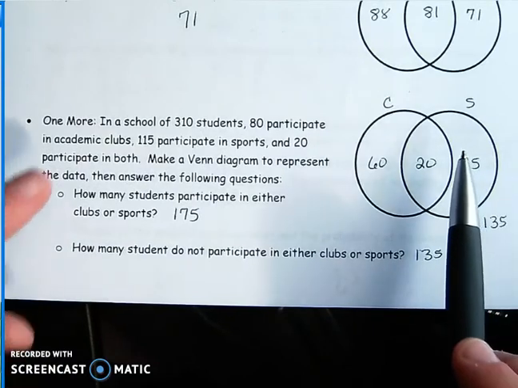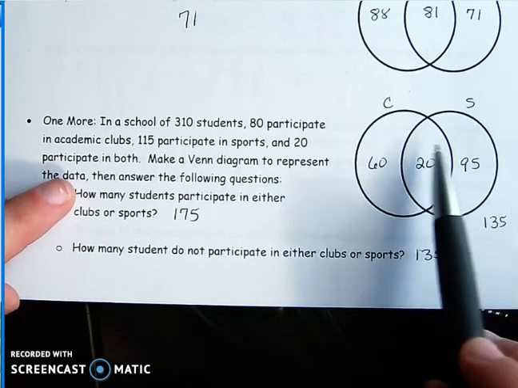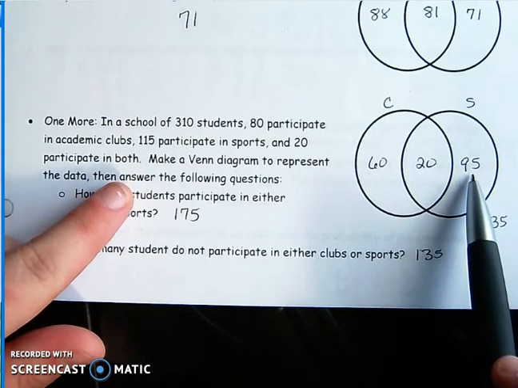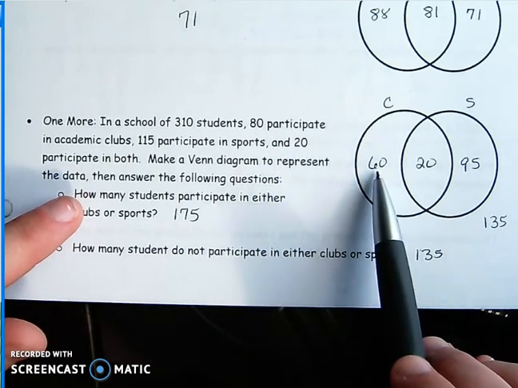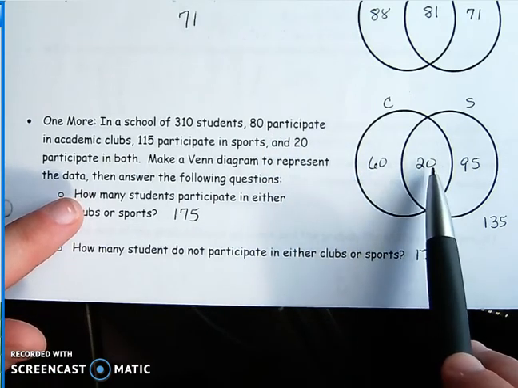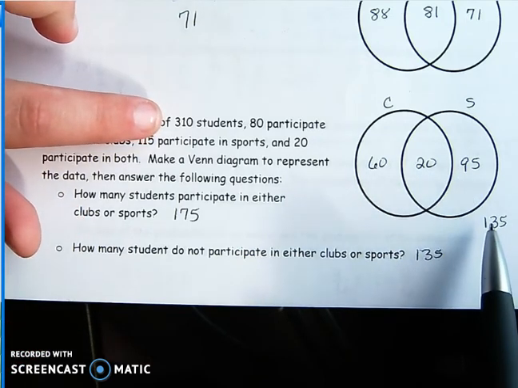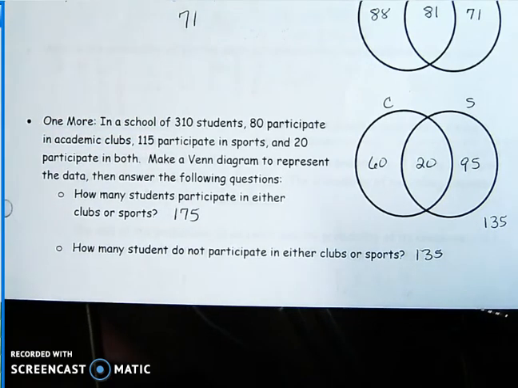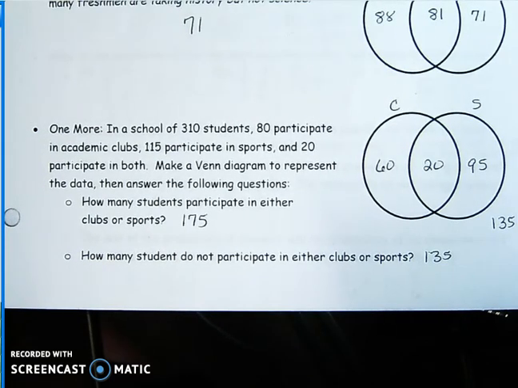You have people in academic clubs and sports, or both. 20 are in both. 115 participate in sports, so that means 95 go here when you subtract. Then you have 80 in academic clubs, so 60 would go here to make this bubble an entire 80. These 3 numbers add up to 175, not 310, which leaves us with 135 not participating in either one. Then the 2 questions ask which participate in either. That's all of them in the bubbles, 175. How many do not participate in either, which is 135.